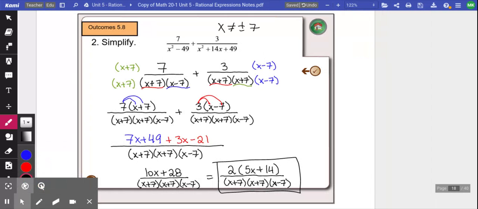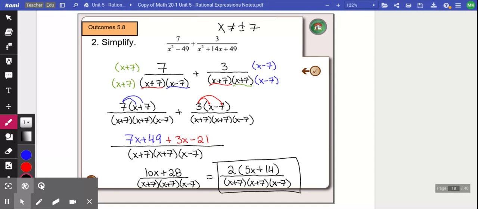All right. Hopefully you paused the video. Here's the work and the answers. So you'll see the first step I factored. Then I started to get a common denominator. I had to multiply the first one by x plus 7, the second one by x minus 7. On my tops, I multiplied in the 7. I multiplied in the 3. That allowed me to add and subtract the top. So 7x plus 3x is 10x. 49 minus 21 is 28. I could factor, so I factored a 2 out of the top, and it gave me my final answer. 2 times 5x plus 14 divided by x plus 7, x plus 7, x minus 7. Some people might write x plus 7 squared. That's fine. Same thing.